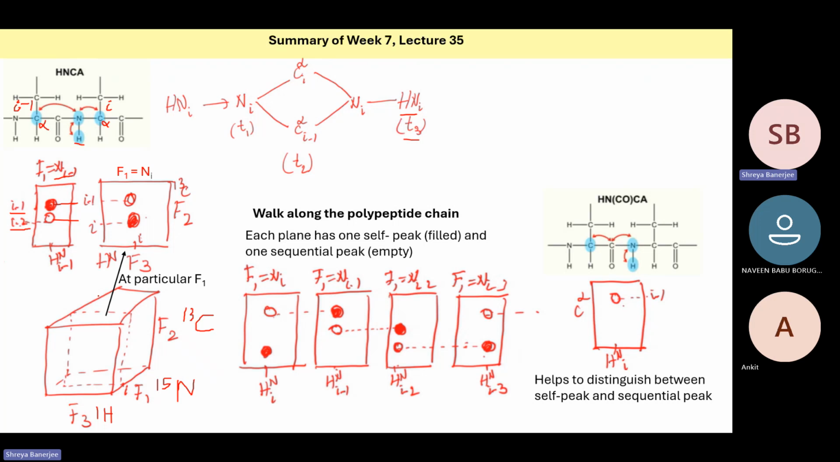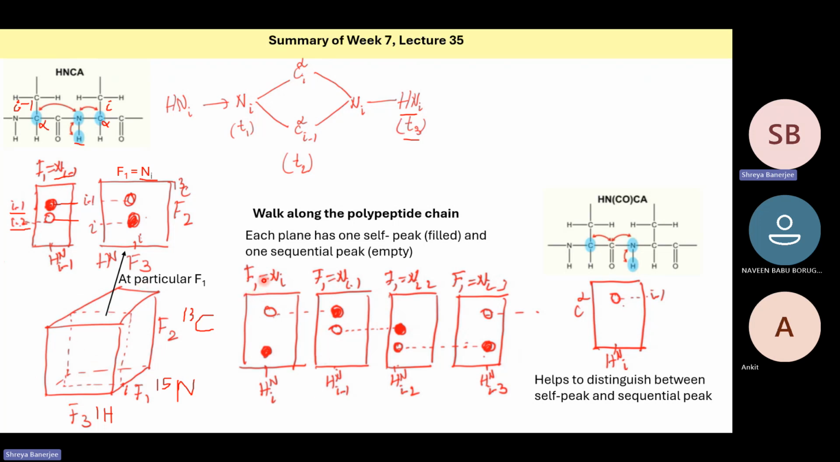Then if you take another plane like this corresponding to N15 shift of ith residue, again here you will see two peaks. So here again you will see, suppose one self peak here, it is I, and you will see one peak with the previous residue I-1. So how this will help is that you can walk along the polypeptide chain. You can take different planes in this three-dimensional spectra.